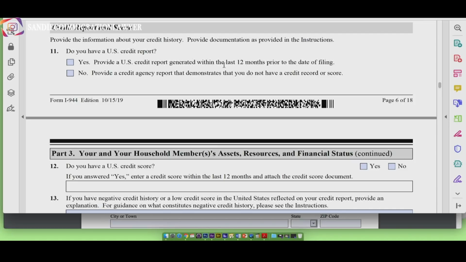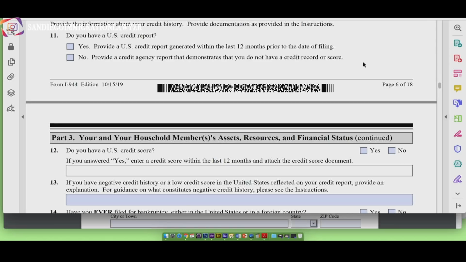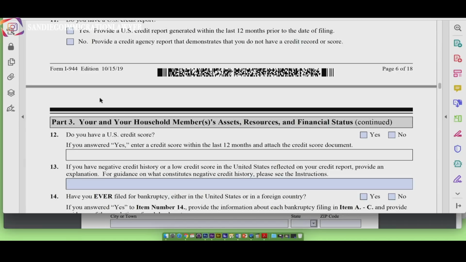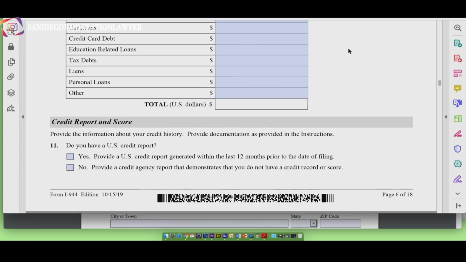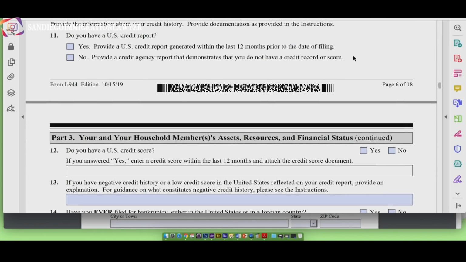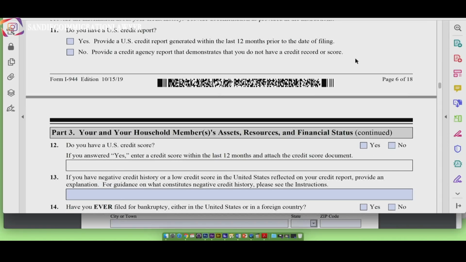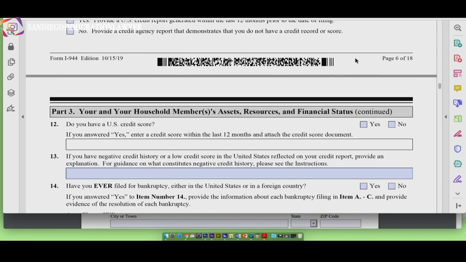If you answer no, then you need to provide a letter from the credit reporting agency stating that you don't have a credit record or score. So they would pull your name, and the only way that they can figure it out is if you have a social security number and your name tied to that social security number. So again, people who are here on H-1Bs, on E-2s, on F-1s, you may have a credit report and you may have a social security number that you used, and you will have to list that.